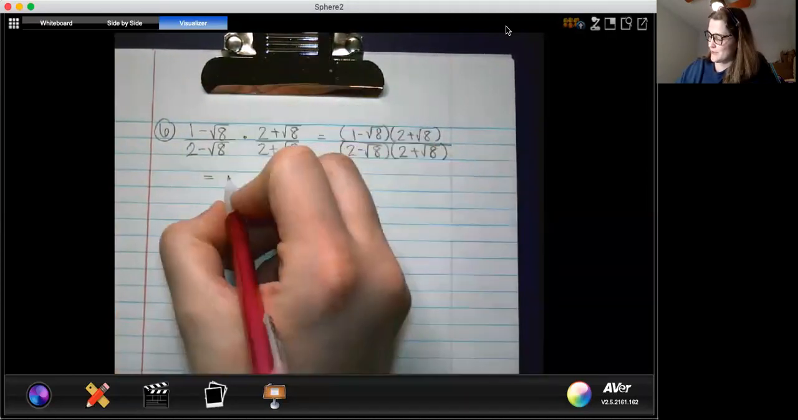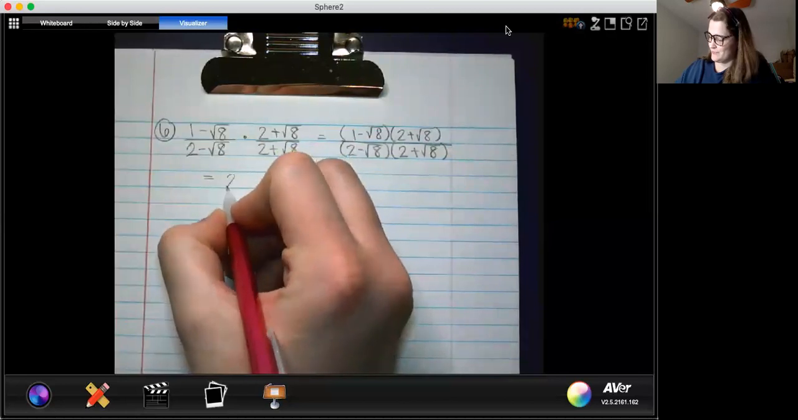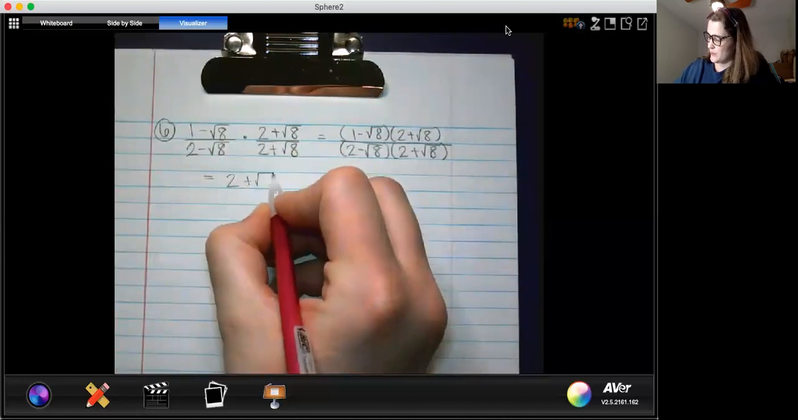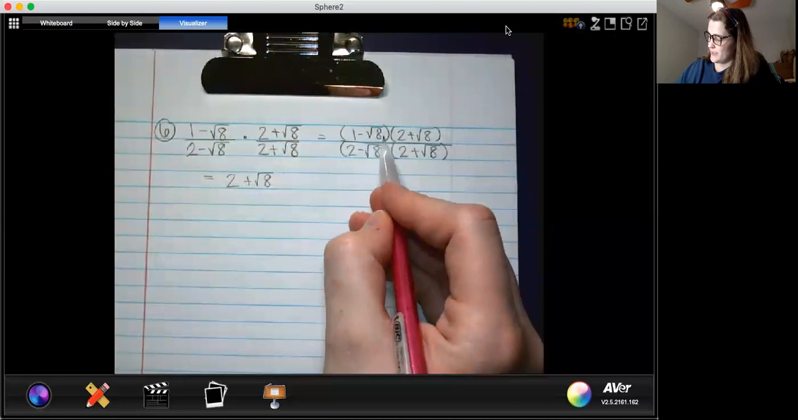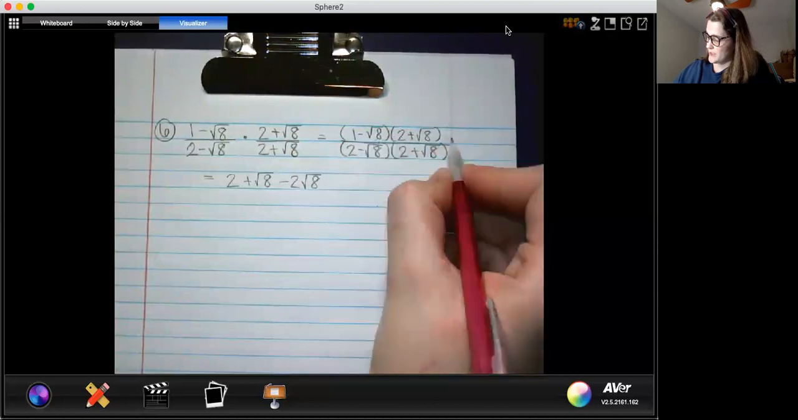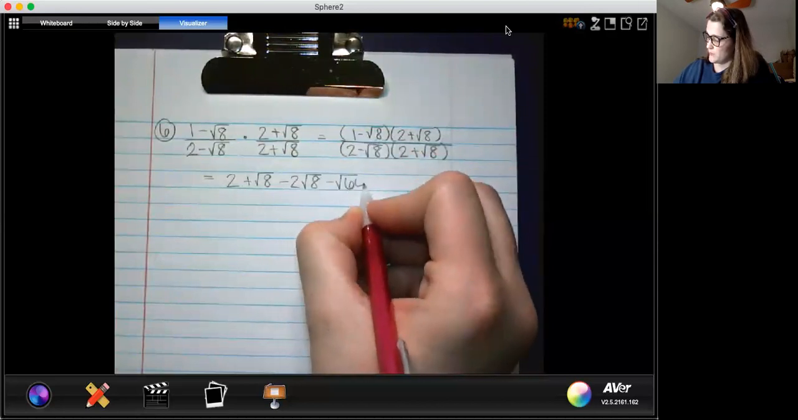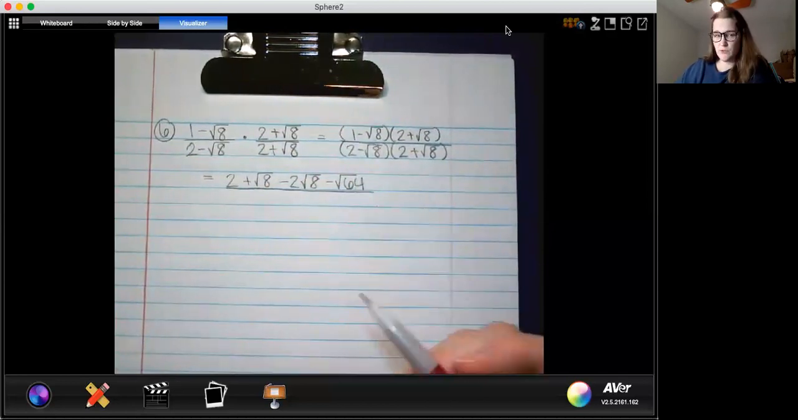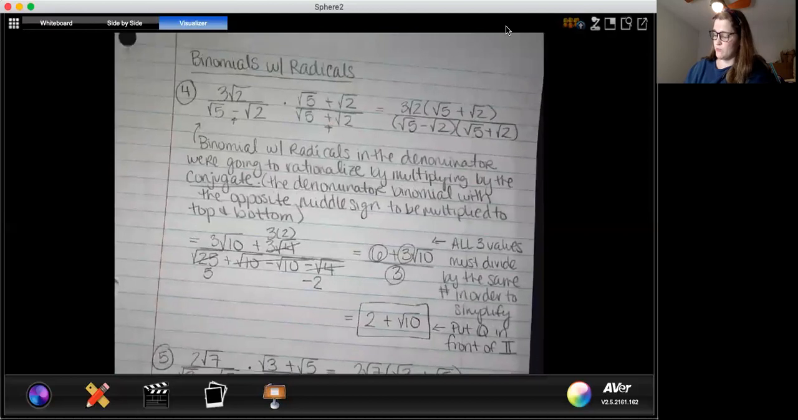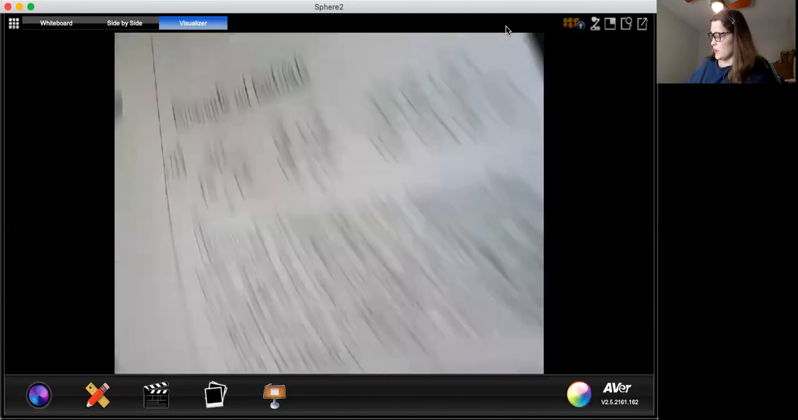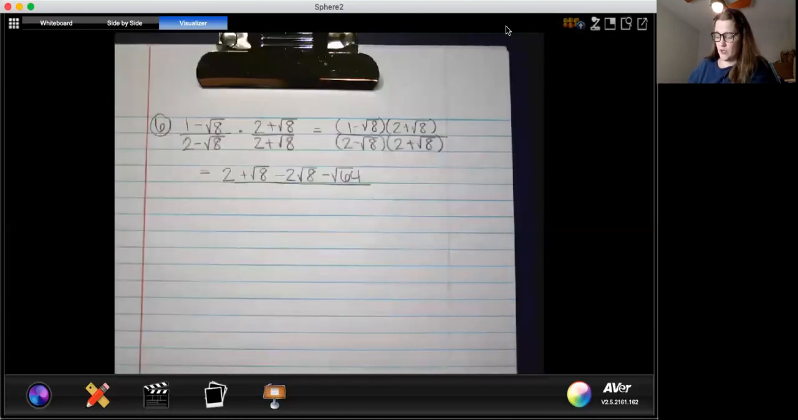1 times 2 is 2. 1 times the square root of 8 is plus square root of 8. Negative square root of 8 times 2 would be negative 2 square root of 8. And negative square root of 8 times square root of 8 would be negative square root of 64. Okay, now in the denominator. At this point, hopefully you see a pattern forming: when you multiply by the conjugate, your middle terms will always cancel. So we can start simplifying our work by acknowledging that.